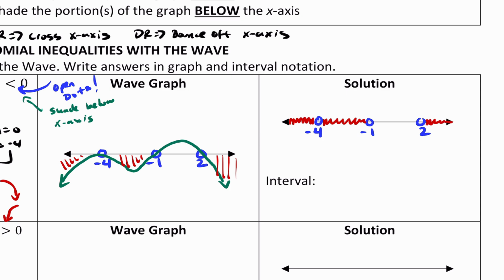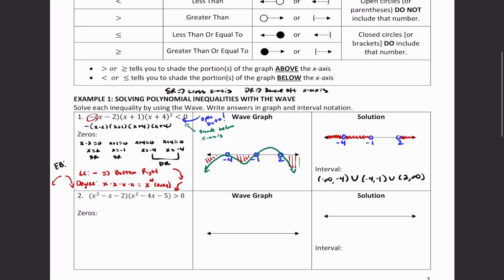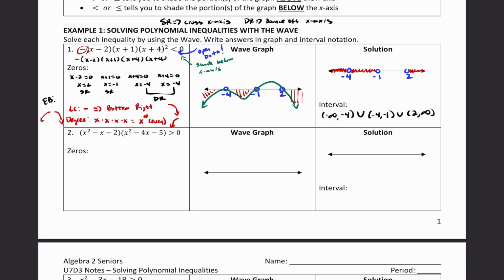So the interval notation, okay, we're reading this from left to right. We have -infinity, comma, -4. So both of these should have the regular parentheses. Then we write union, because there's an interval between -4 and -1. And something is happening from +2 to infinity. So union +2 to +infinity. And we're done.